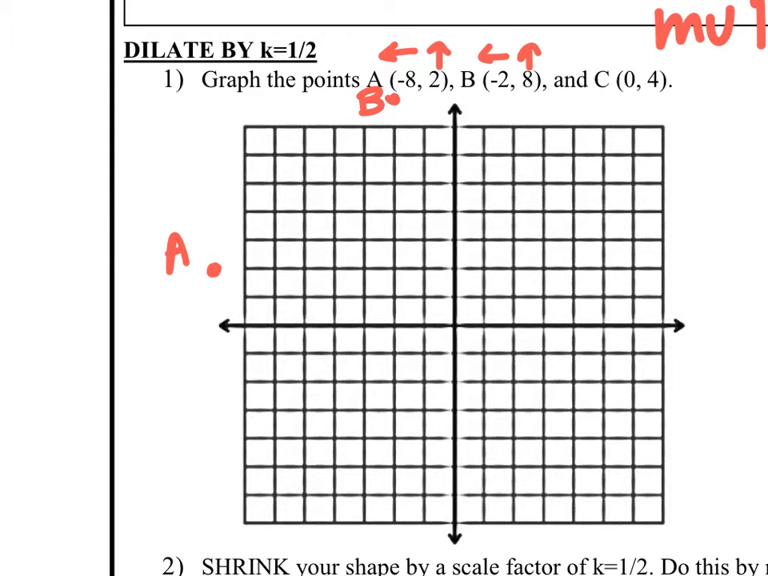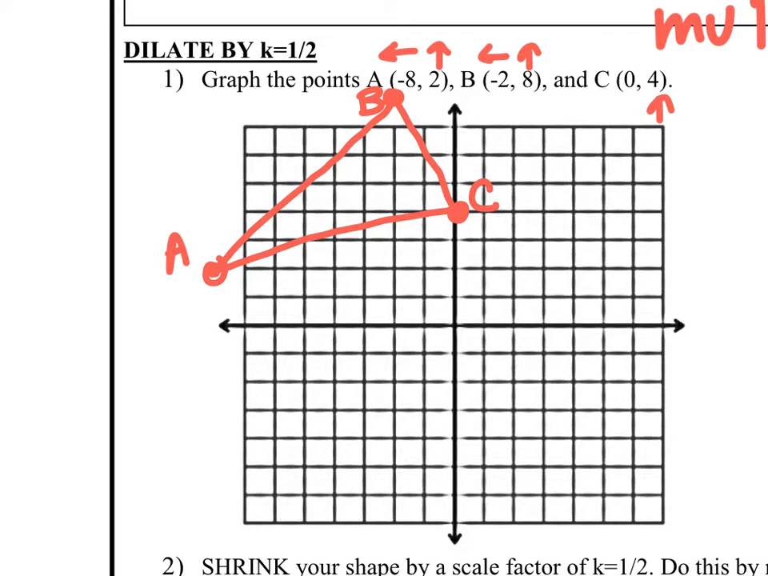And then C is 0, 4. Now, some of us are still struggling with this. This is don't move left or right, and then go up 4. It is not right 4. If the first number is 0, we don't move left or right. So here is C. It'll look similar to what we did last week, just slightly different shape, or slightly bigger. So go ahead and connect those dots.